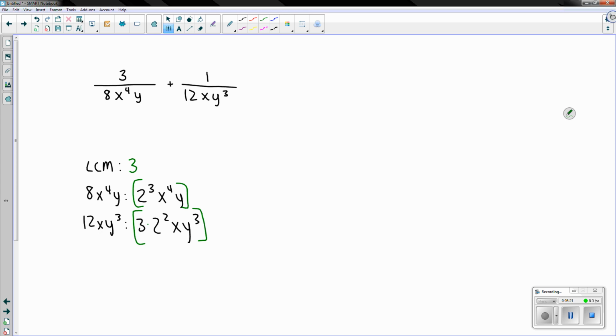Then when I look at the common factors, I take the one with the higher power. So comparing 2 cubed and 2 squared, we're going to get 2 cubed. X to the 4th and x, I'm going to take x to the 4th. And y cubed, I'm going to take y cubed. We can simplify this. 2 cubed is 8 times 3 is 24. X to the 4th, y cubed. So there's my common denominator. So now I'm going to rewrite this problem with that common denominator so that I'm able to add these together.